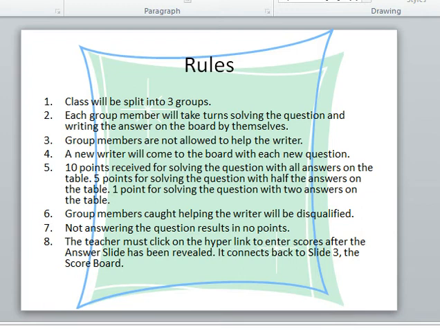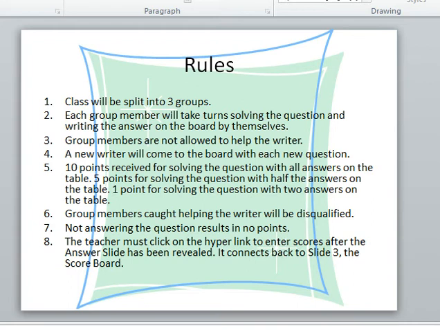The group members caught helping the writer will be disqualified. Not answering the question is no points, and the teacher has a little bit of a role going back through all of this.